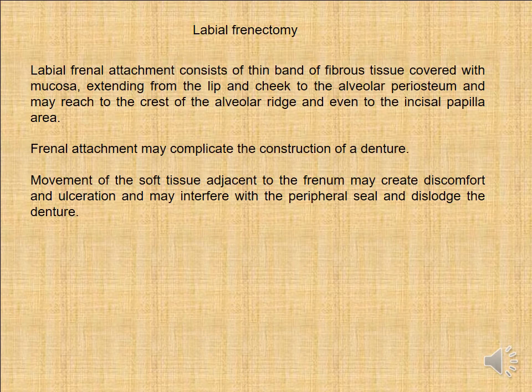The labial frenal attachment consists of a thin band of fibrous tissue covered with mucosa, extending from the lip and cheek to the alveolar periosteum, and may reach to the crest of the alveolar ridge, and even to the incisive papilla area. The frenal attachment may complicate the construction of a denture. The movement of soft tissue adjacent to the frenum may create discomfort and ulceration, and may interfere with the peripheral seal and dislodge the denture.